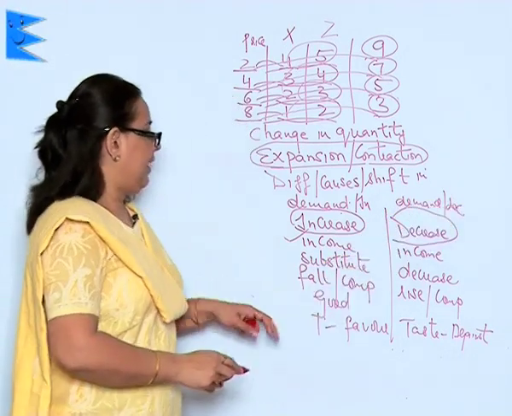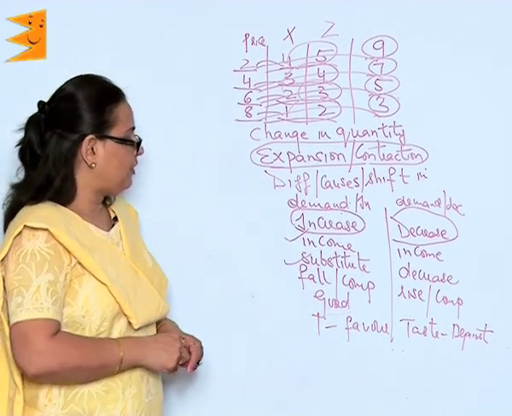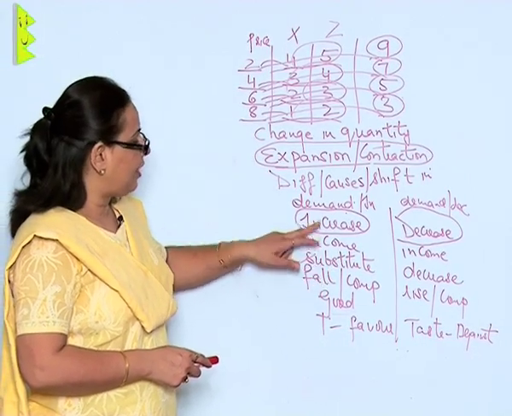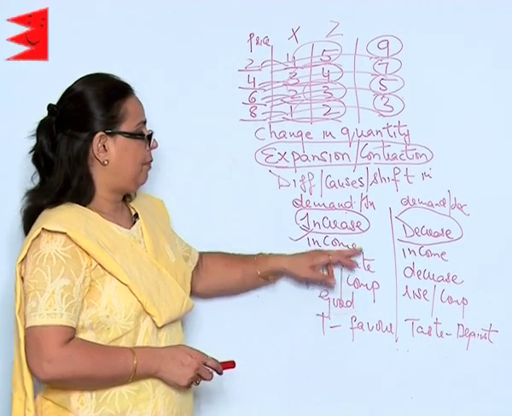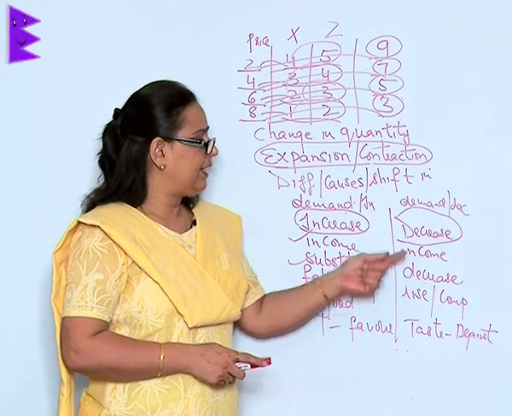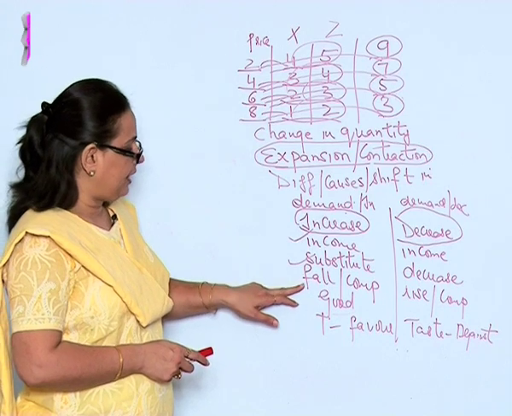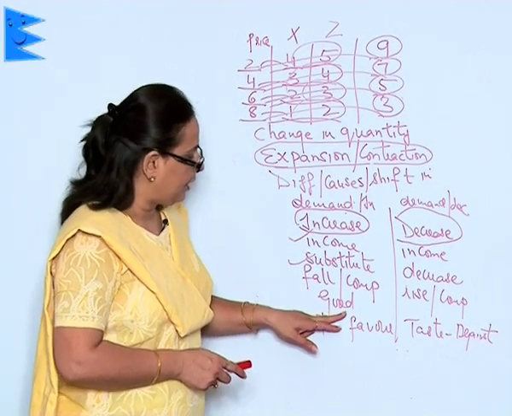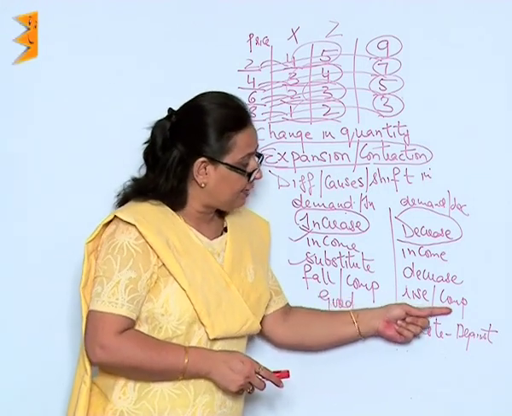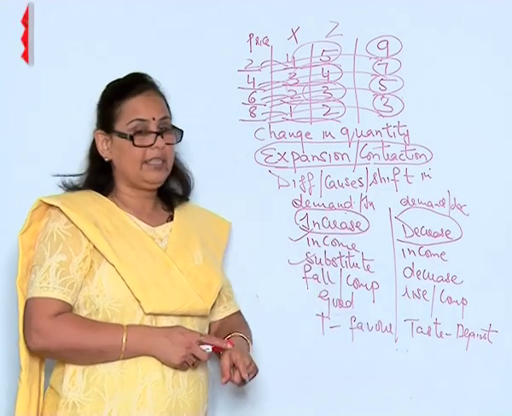Then we have the price of the substitutes. If the price of the substitute increases, then the demand for a commodity increases. But when the price of the substitute decreases, there is a decline in the demand. When there is a fall in the price of a complementary good, then there is an increase in the demand. But when there is a rise in the price of a complementary good, then there is a decrease in the demand of a commodity.